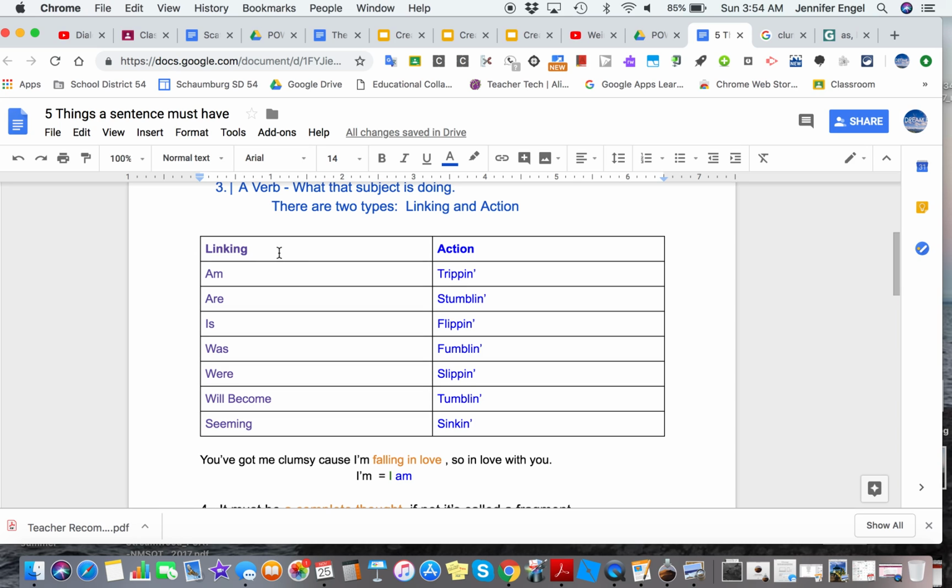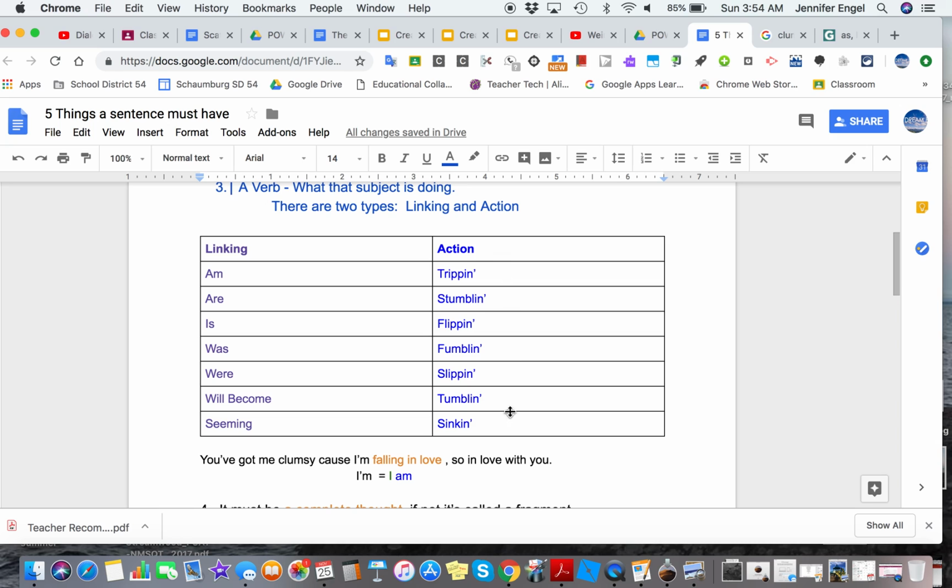So, linking: am, are, is, was, were, will, become, seeming. And then you go into the lyrics. You got me tripping, stumbling, flipping, fumbling. Okay, so these ones, am, are, is, was, were, will, become, seeming, are what we call linking verbs. They link the subject to the rest of the sentence.